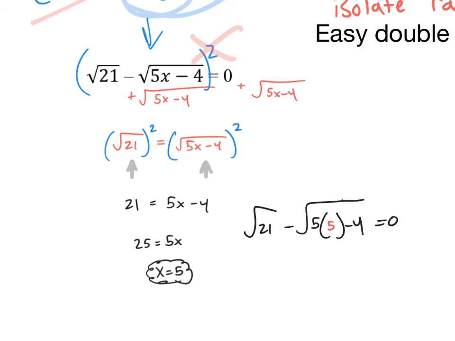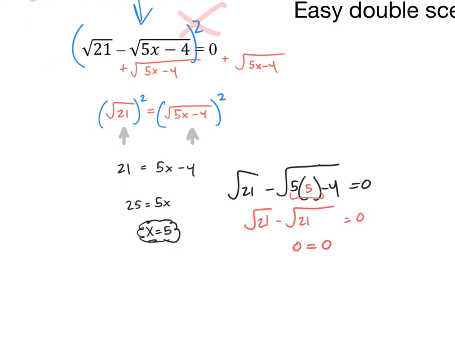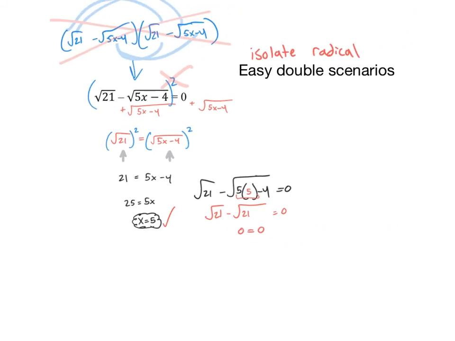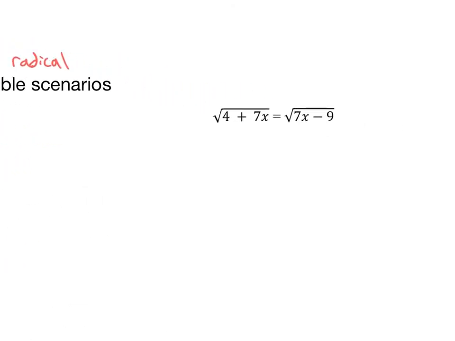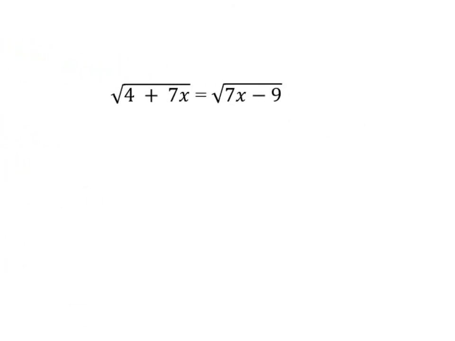When I take that 5 times 5 is 25 minus 4 is 21. I get a square root of 21 minus the square root of 21 is equal to 0. Those cancel out. He is true. So don't be intimidated by the double scenarios. Make sure that you get each square root onto its own side of the equation, just like this. This one's already ready. They're both on their own sides, so we are prepared to square them.